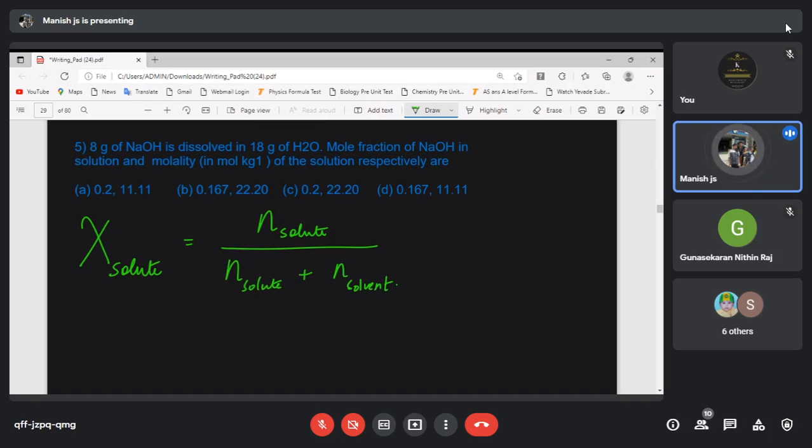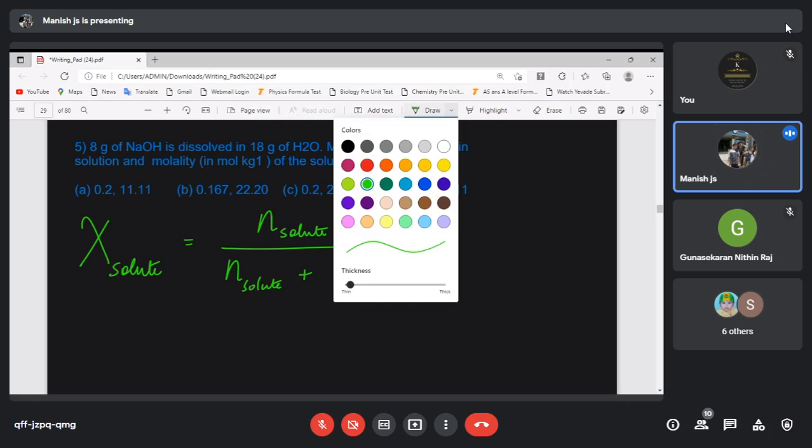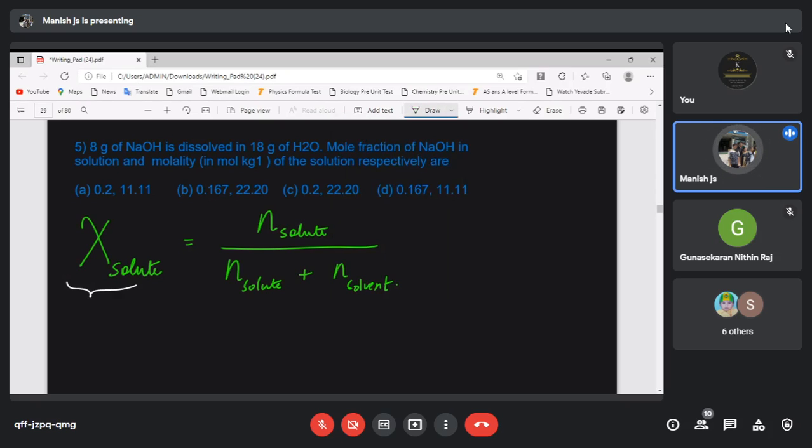This will give you the mole fraction of solute. So I am writing it here. This simple symbol denotes mole fraction. So this is called mole fraction, and this is number of moles of solute on the numerator, and in the denominator you have two values, so solute plus solvent, both the moles. Okay, you have it. Now how can we write the number of moles of solute further? Yes, mass of solute divided by molar mass of solute.